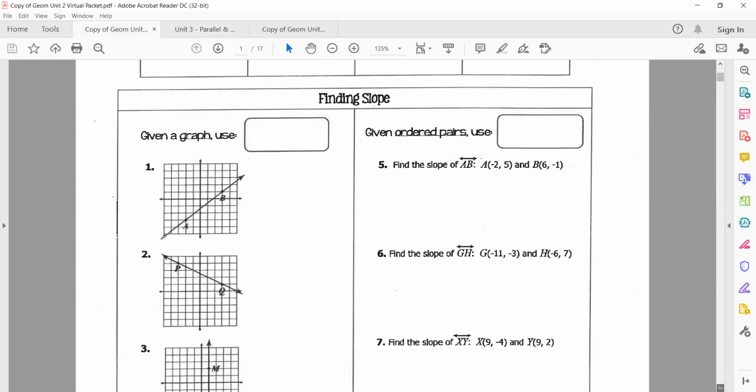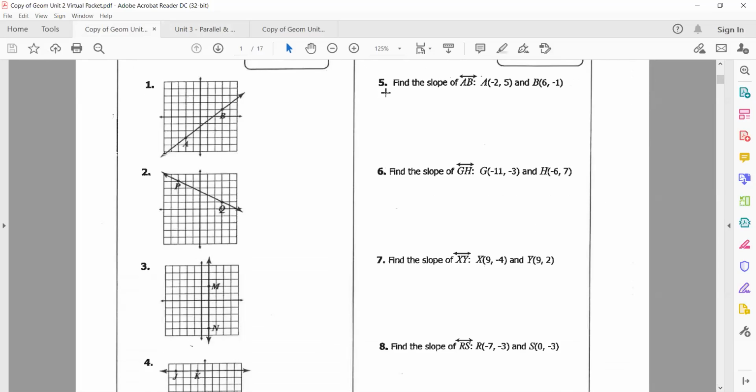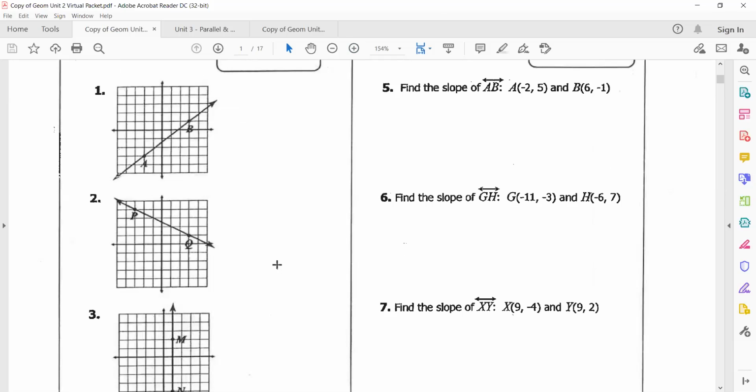Questions about any of that so far? All right, so what would the rise and run, what would the slope be on this problem number 2 here? Can everybody see that? From P to Q.